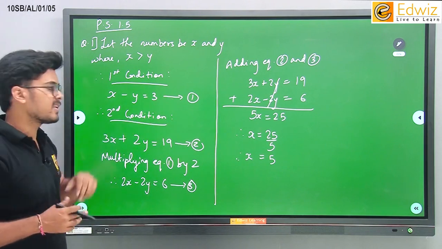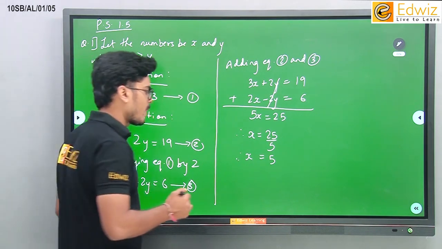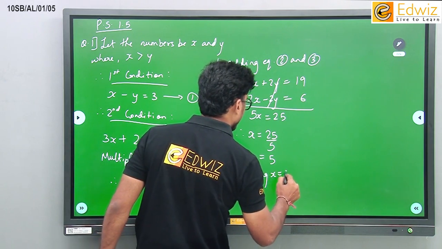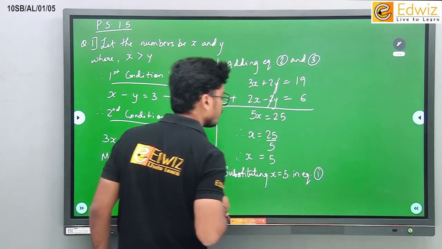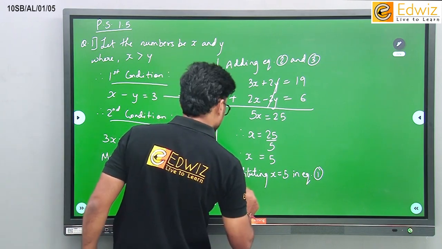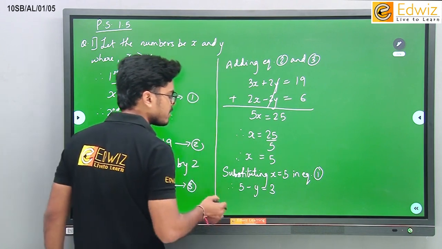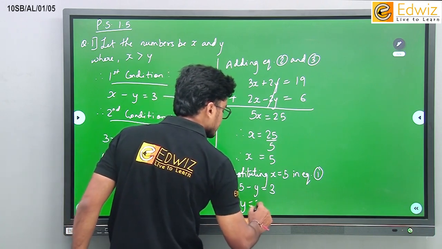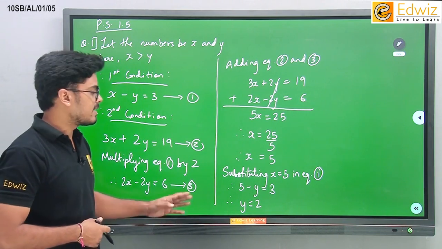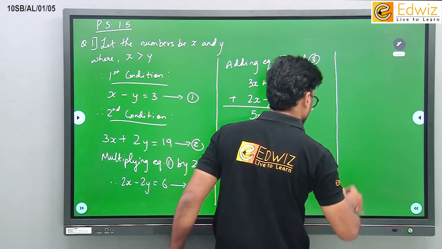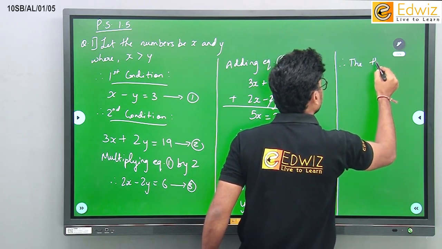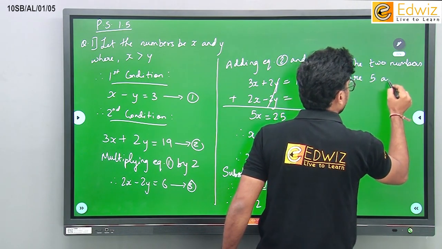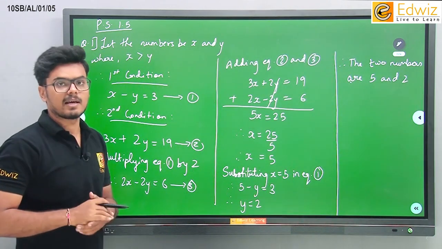Now you can substitute this in the first equation, which is a very simple equation, to find out y. Substituting x equal to 5 in equation number 1, since we need to find both the numbers. ठीक है, so 5 minus y equal to 3. From here, if we send y on the other side and 3 on the left side, you will get the value of y to be 5 minus 3, that is 2. So the two numbers are 5 and 2. The value of x is 5, the value of y is 2.